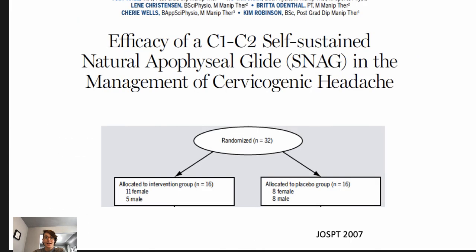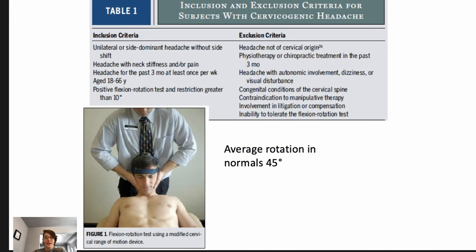Okay, so a hallmark treatment for those with cervicogenic headache is a C1-2 self-sustained natural apophyseal glide, which I won't say ever again. It's a SNAG, a C1-2 SNAG. So this study had 32 patients. The inclusion criteria on the next slide. Randomized to either intervention group or to placebo group. The inclusion criteria here, they diagnosed them with cervicogenic headache. They had to have a positive flexion rotation test of greater than 10 degrees. And remember that is implicating AA.